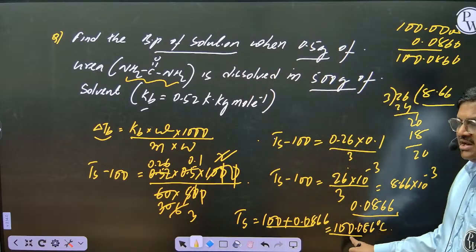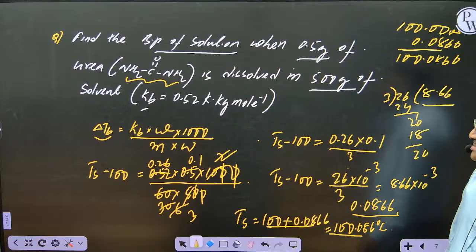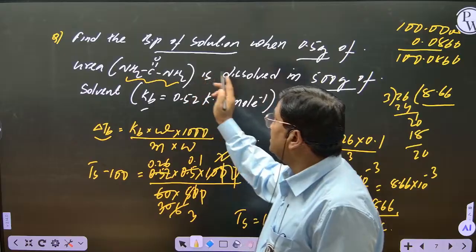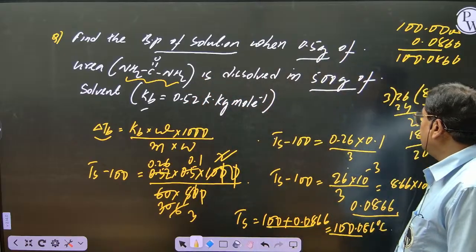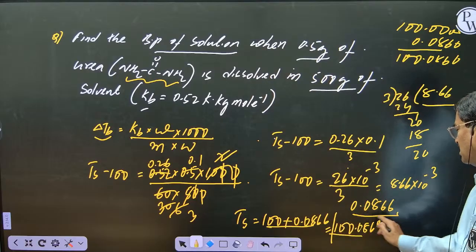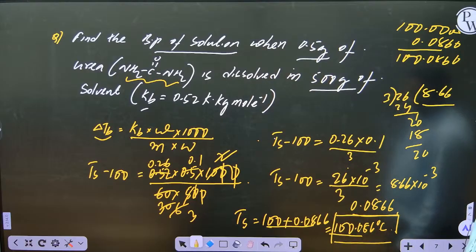Has the boiling point been elevated or not? It is direct substitution. Clear for all? So the mass of solute is given, the mass of solvent is given. This will be the answer. What will be the boiling point of solution? 100.086. Check.